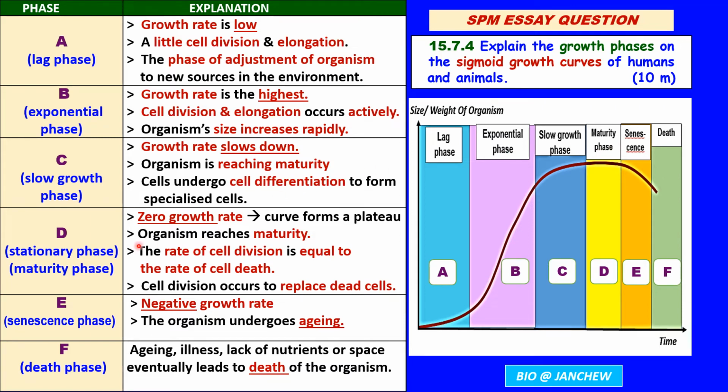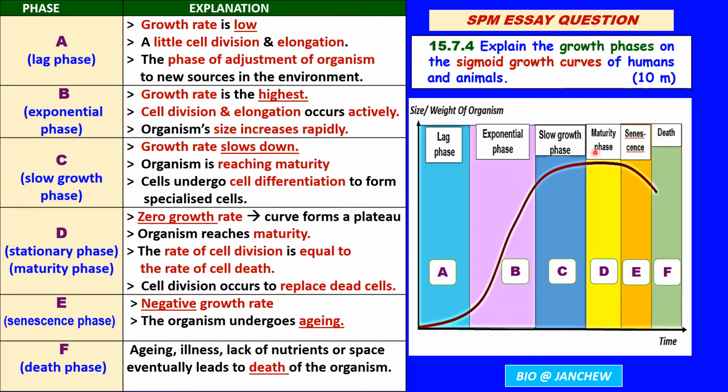Now then we have D, the stationary phase, where the curve forms a plateau. All right, it's a horizontal line. So at this stage, what is the gradient? The gradient is 0. So there's 0 growth rate. And the curve forms a plateau. The organism has reached maturity. So for humans, this is around 18, 20 years, around there. So there's no more growth of bones, right? The height of the person won't increase after that already.